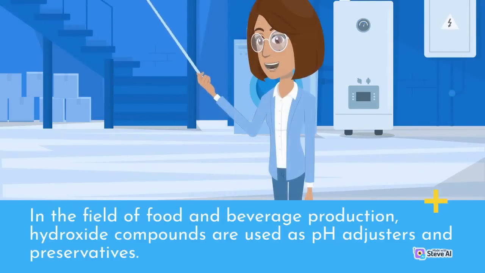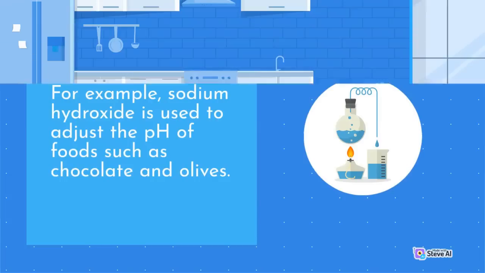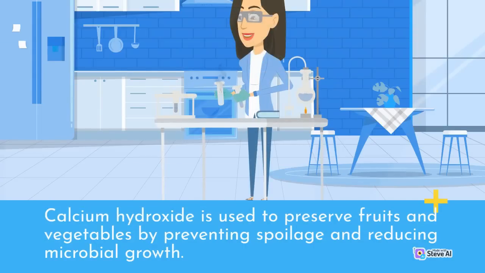In the field of food and beverage production, hydroxide compounds are used as pH adjusters and preservatives. For example, sodium hydroxide is used to adjust the pH of foods such as chocolate and olives. Calcium hydroxide is used to preserve fruits and vegetables by preventing spoilage and reducing microbial growth.